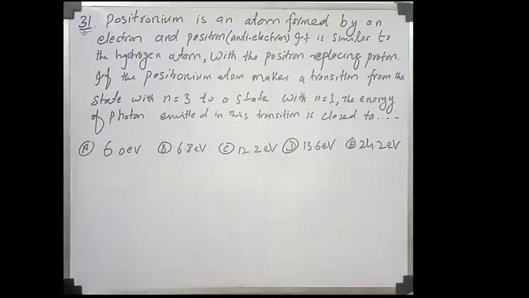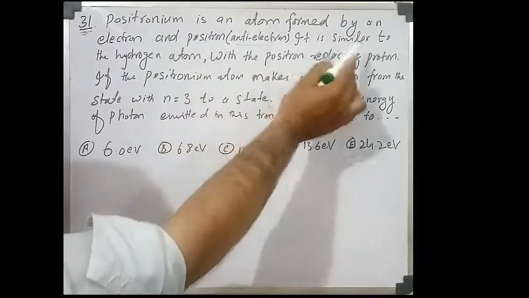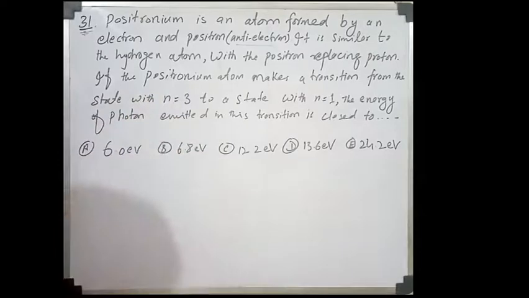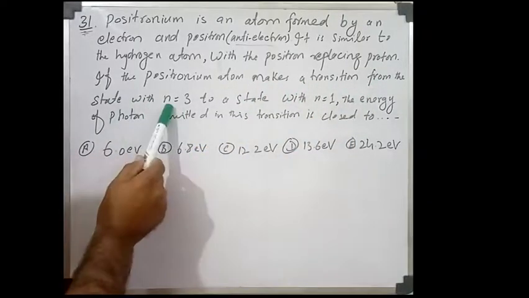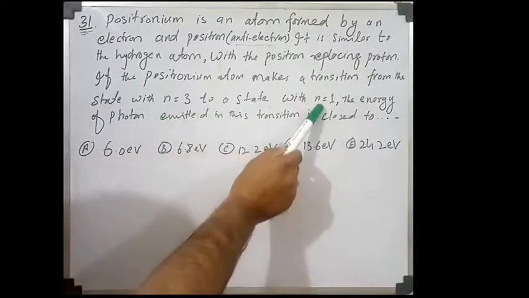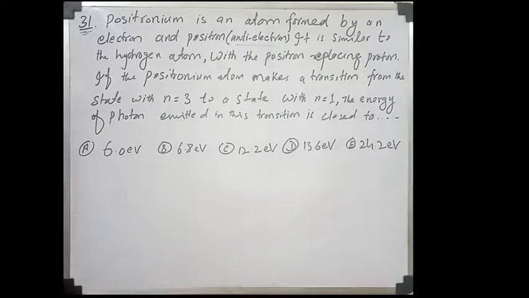Problem 31: Positronium is an atom formed by an electron and a positron, the anti-electron. It is similar to the hydrogen atom with the positron replacing the proton. A positronium atom makes a transition from state n equal to 3 to state n equal to 1. The energy of the photon emitted in this transition is close to.